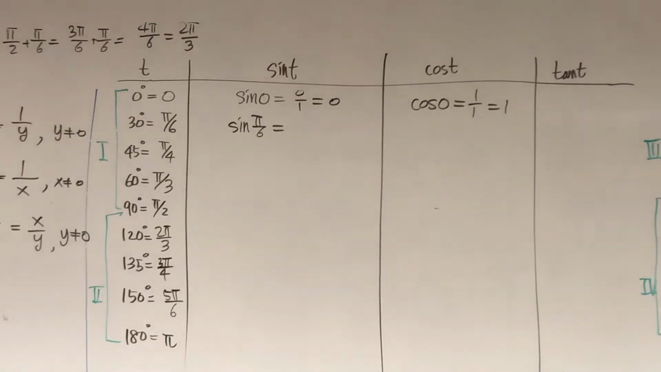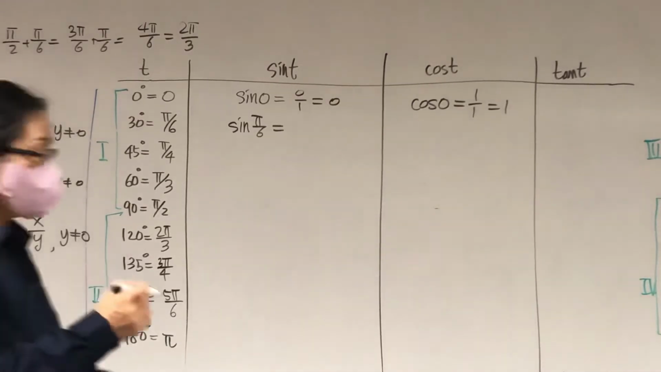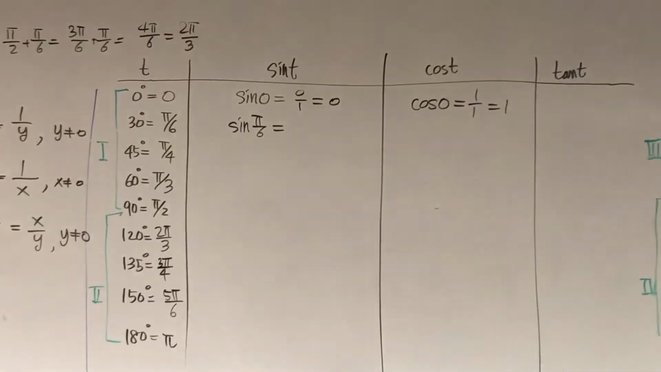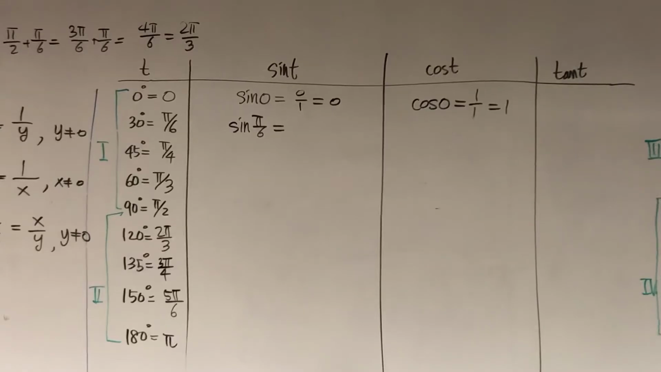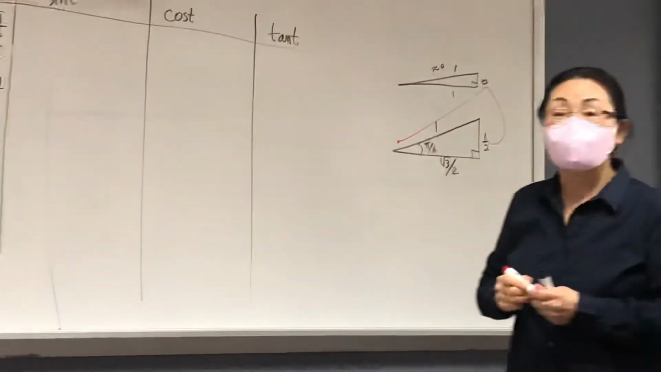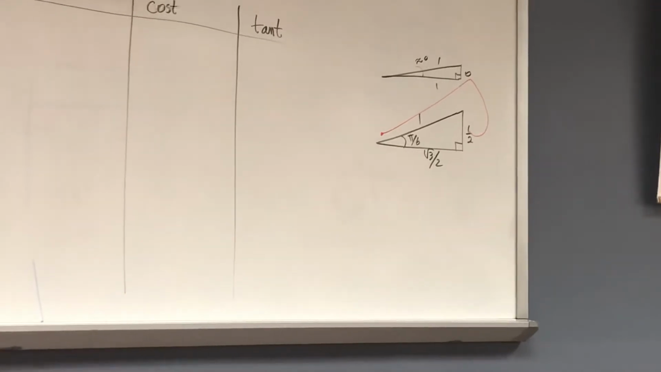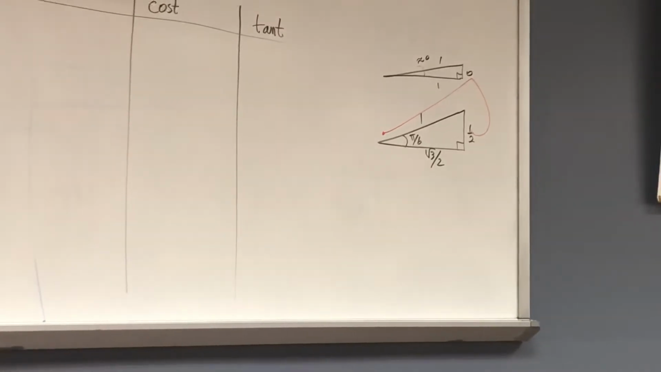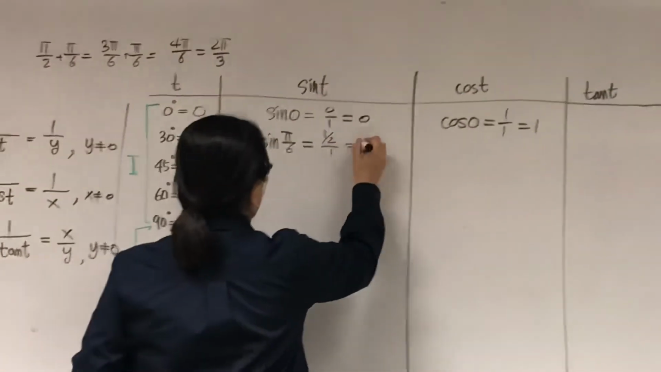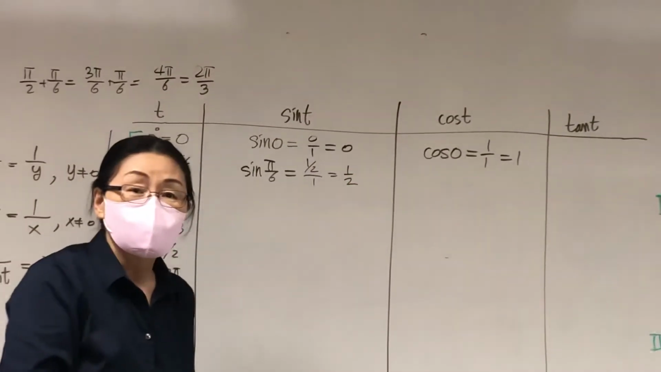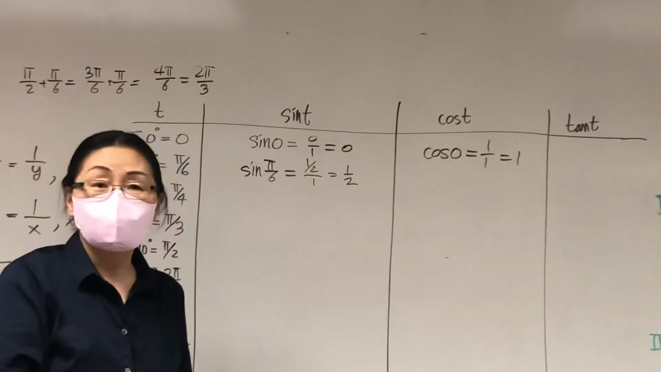No. Hypotenuse. Sine. Here, sine means what? You're not taking the opposite. Sine. Yes. Why do I do sine? Yes, 1/2 over 1. Yes.